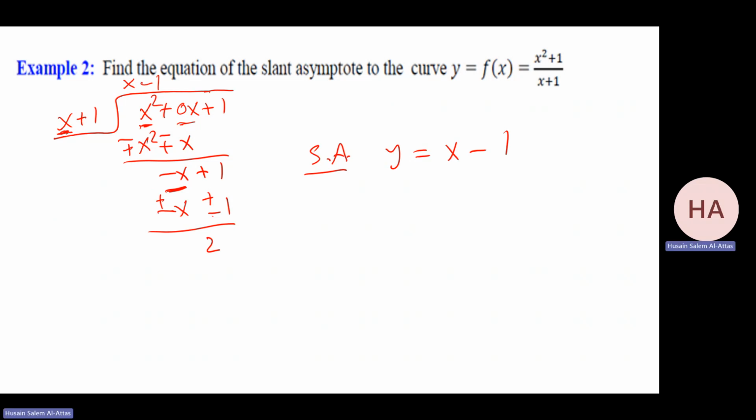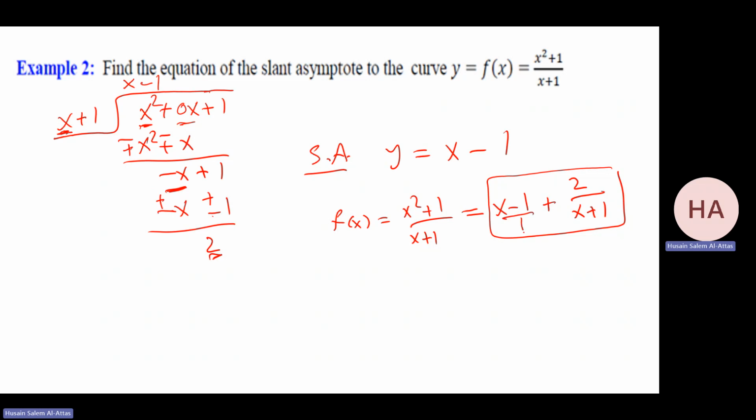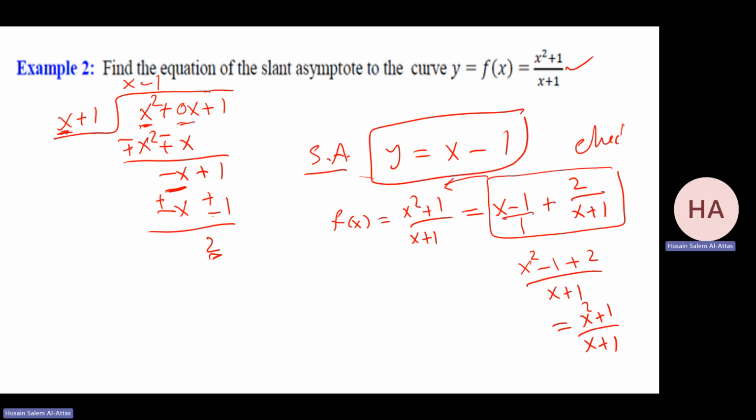And what's good about the slant asymptote, also you can check, because we are saying f of x is x minus 1 plus the remainder over x plus 1. And I can simplify to be sure it's like this one or not. That will be x squared minus 1 plus 2 over x plus 1, which is x squared plus 1 over x plus 1, which is the same. So this is correct. I'm just checking here.